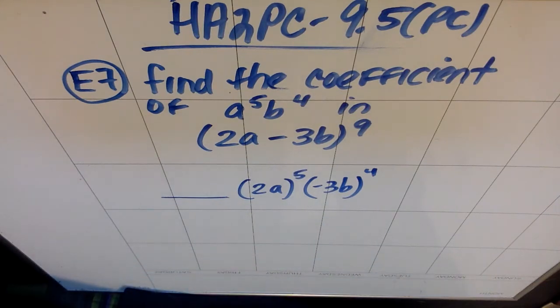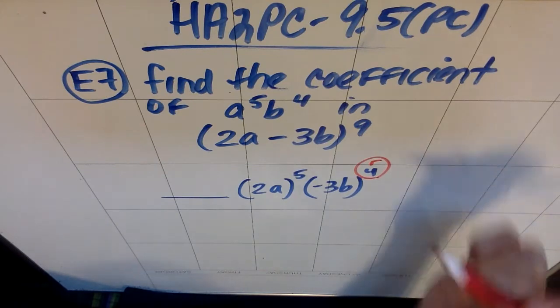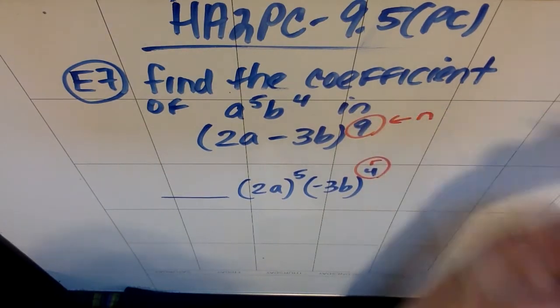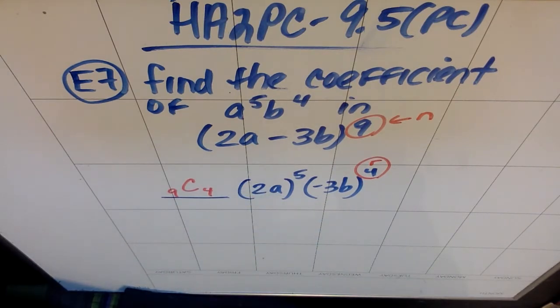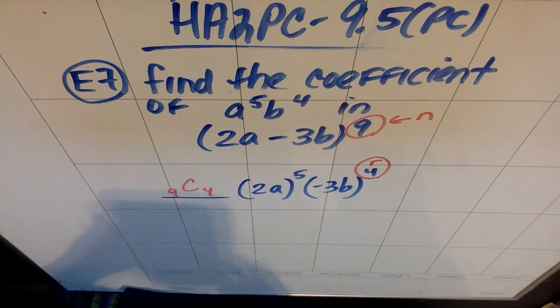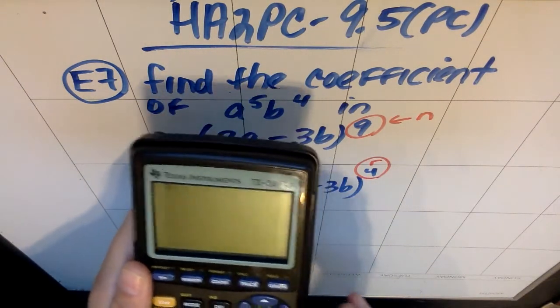Well, remember, r is always the power of the back seat, so this is always your r value, and your n is always the power of the entire expression. So I'm going to do 9 choose 4. I'm going to use my calculator to do most of these things. There's nothing wrong with using your calculator to do 9 choose 4.